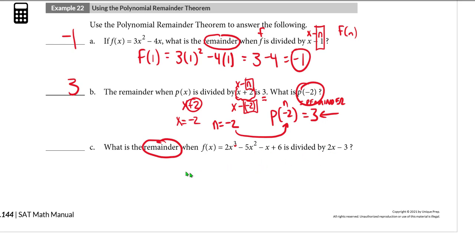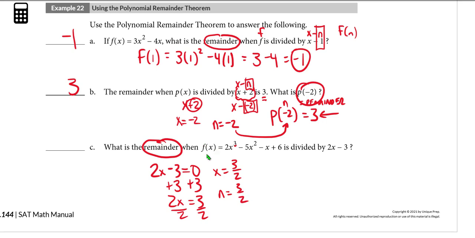So all we have to do, once again, is find the 0 that is associated with 2x minus 3. That's what I was saying on the previous example. If we find the 0 that is associated with the factor 2x minus 3, we will get our n value. So I am going to use the zero product property here. So I get that x equals 3 halves. So that's going to be the n value. That's the value that is going to go into the function f of x in order to find the remainder.